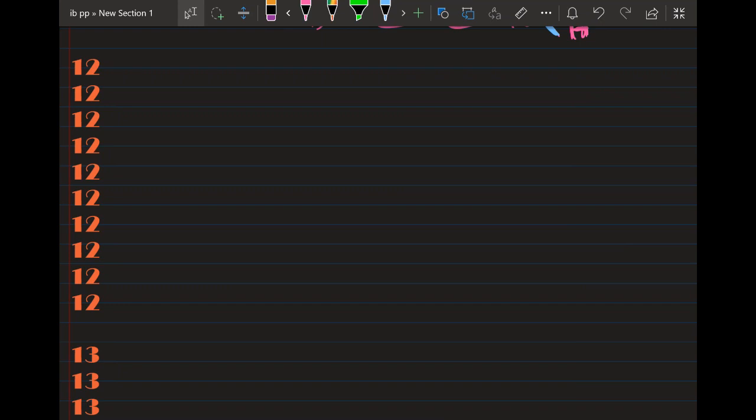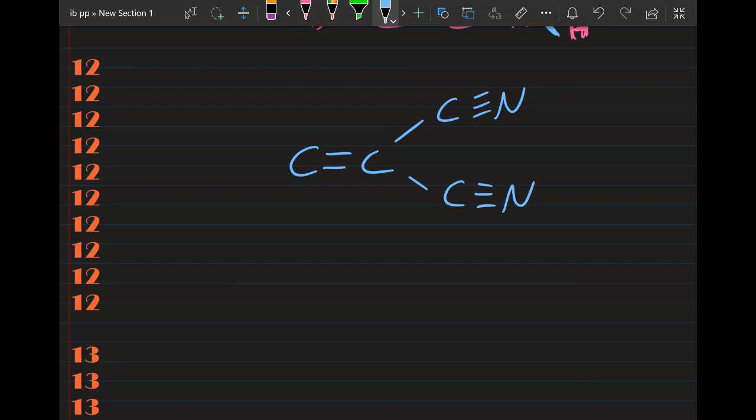Question 12. Hell's bells. Some sort of supercyanide death molecule. Okay, so I've got a carbon-carbon double bond in the middle, and then I've got a couple of cyanides coming off here, and a couple of cyanides coming off there. So I suppose you've got to know that a cyanide contains a triple bond. Put in the lone pairs just for completeness.